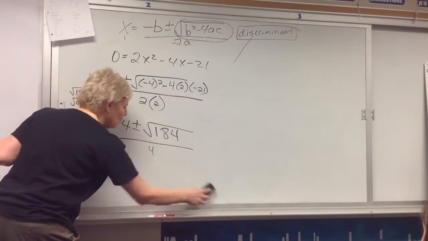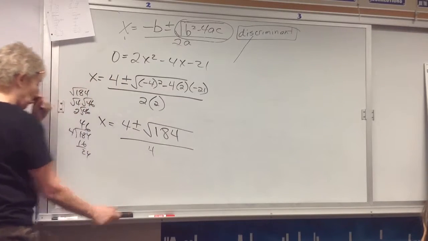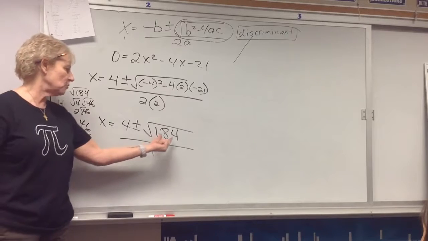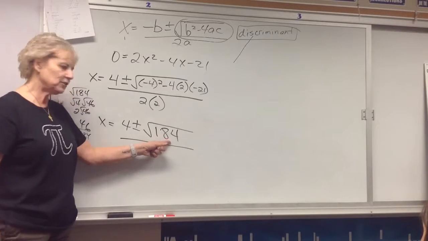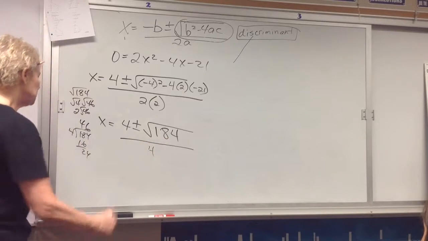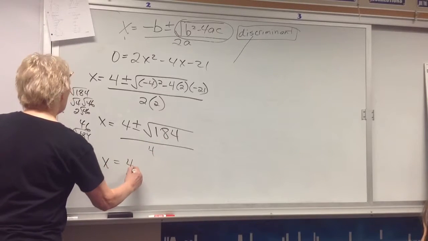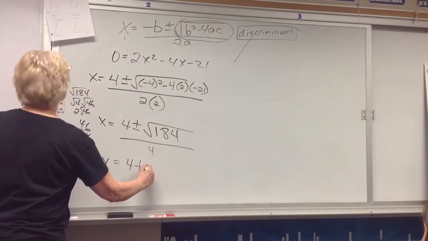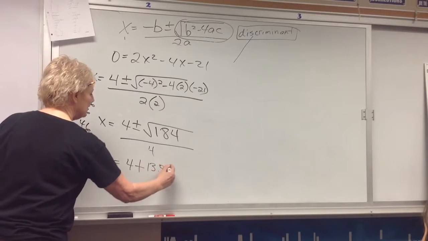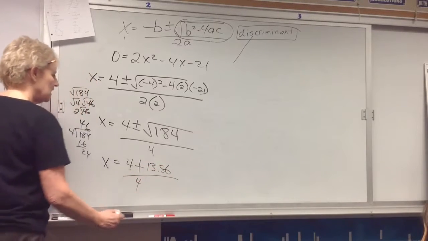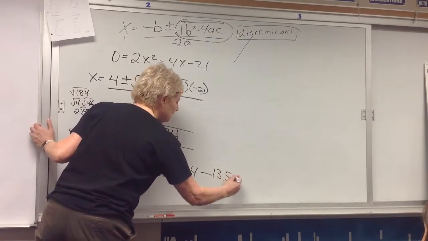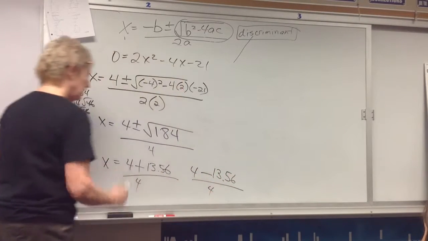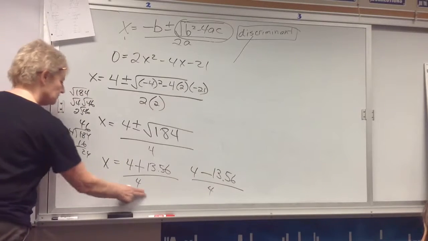I think on your homework, I'm 90% sure, I told you to round to the nearest hundredth. So make sure you can get the square root of that to the nearest hundredth right now. You have a square root button, and you should get 4 plus 13.56 over 4, and 4 minus 13.56 over 4. What are the two answers?